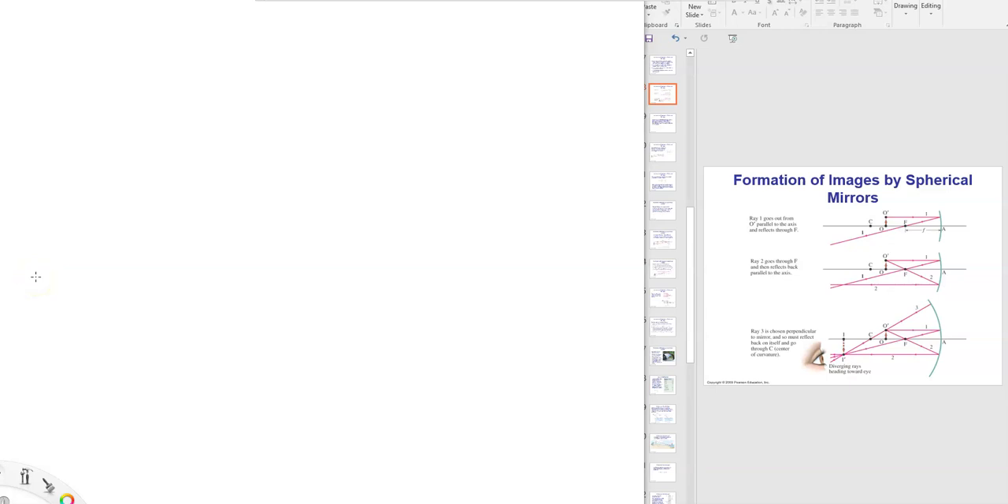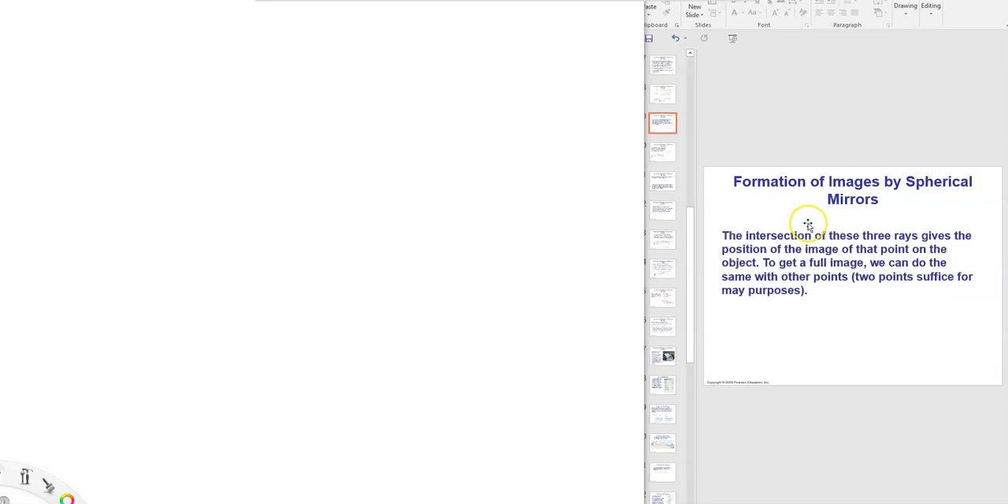Okay, so let's continue with our ray diagram discussion. Now, on the slide in the PowerPoint, you can see that these are the rays that we commonly use. The parallel one goes through F and so on. The intersection of these three rays gives the position of the image of that point on the object.